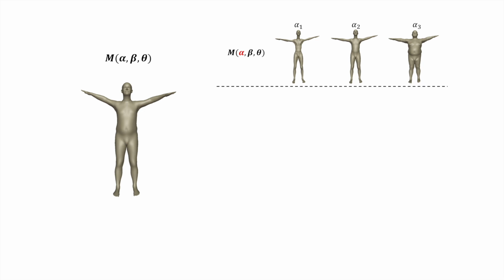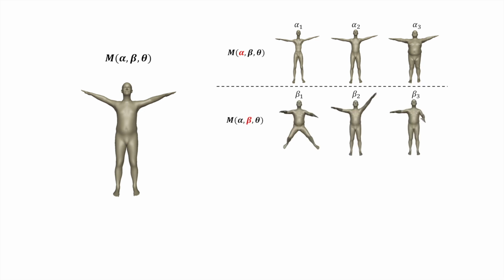We use three parameters to represent a human mesh: alpha, beta, and theta. Alpha denotes the parameters of mesh identity, which controls the mesh shape. Beta represents different human postures, and theta indicates the vertex order.